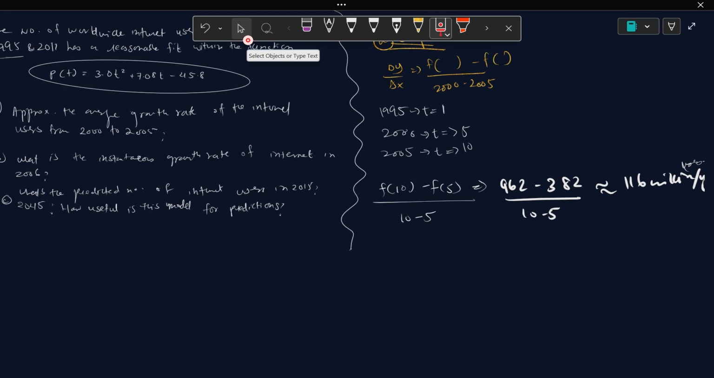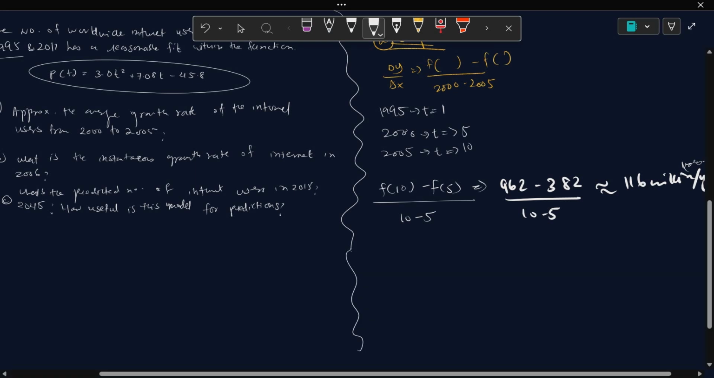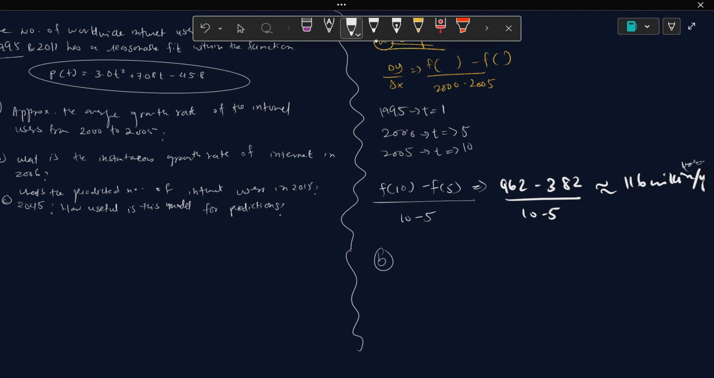So now we have to figure out for 2006, so that at that exact moment in time, right, we have to figure out the rate at which it is increasing at one exact moment in time, which is 2006. Okay, so let's go ahead and solve this.